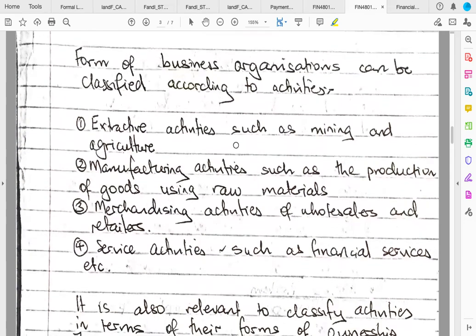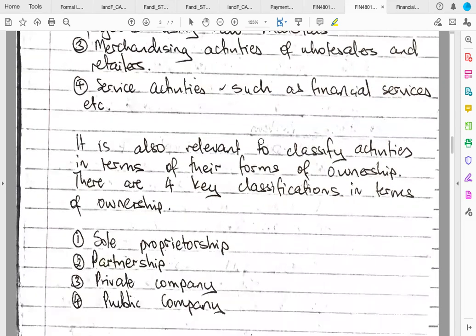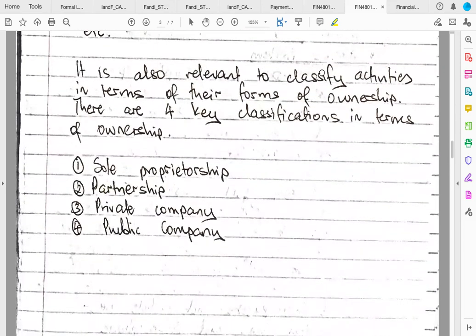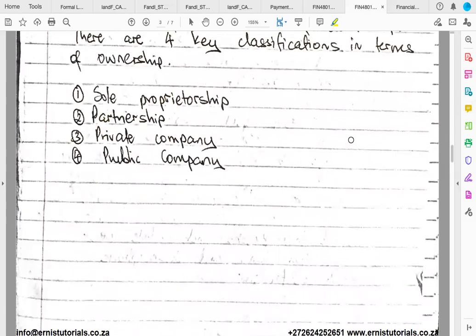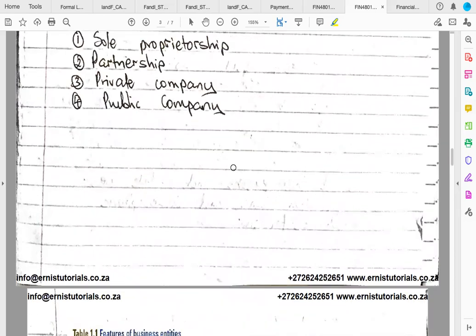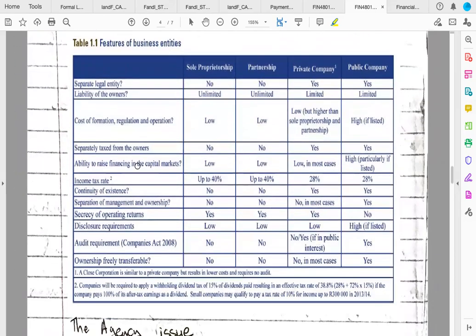So you can classify businesses according to the activities they do, but more importantly, you can also classify businesses according to the forms of ownership. This is what you should be familiar with, and you should also make sure you know for the purposes of FIN4801. Businesses can be classified as sole proprietorships, as partnerships, as private companies, and public companies. So you should be familiar with this. I would advise you to just remember this table.